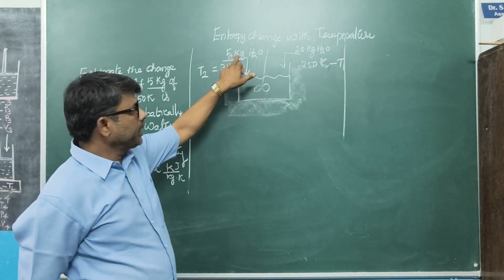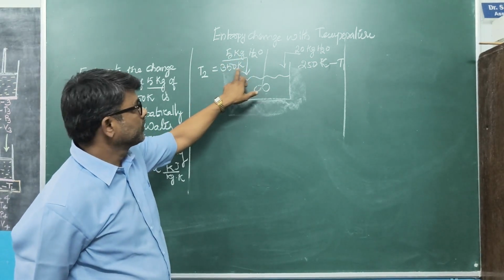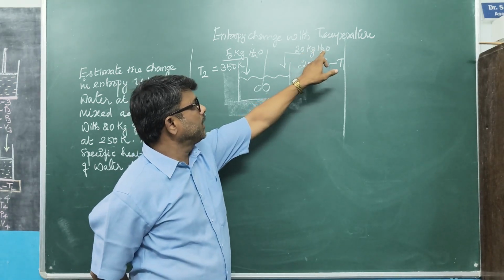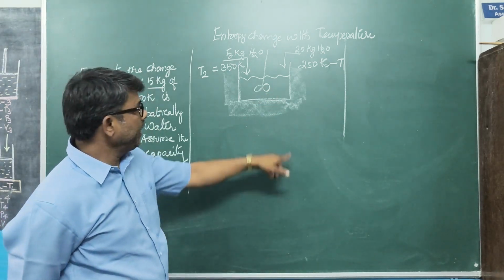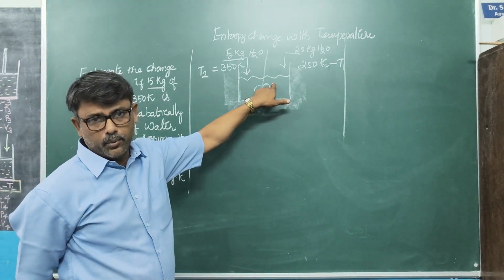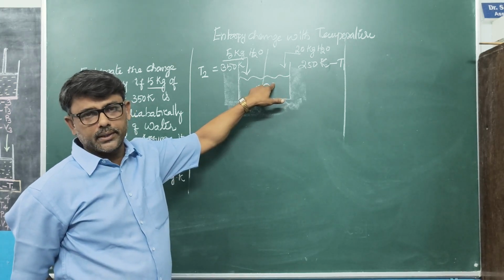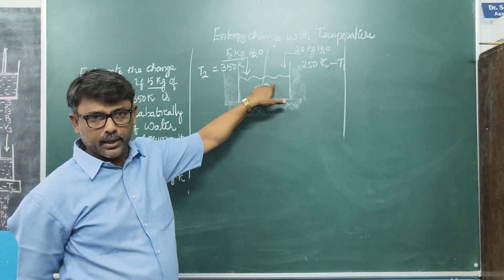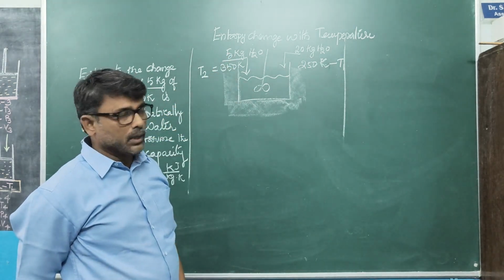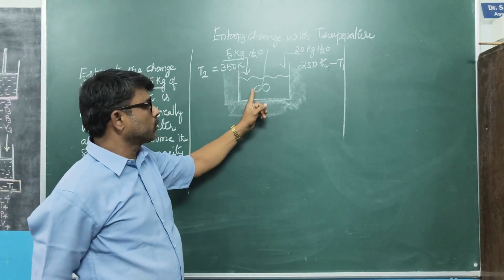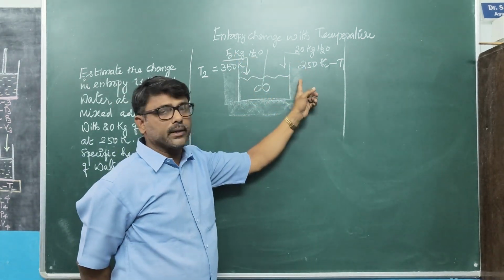5 kg of water at a temperature of 350 degree Kelvin and 20 kg of water at a temperature of 250 degree Kelvin are mixed together in an adiabatic reactor. Adiabatic means there is no exchange of heat with the surroundings. Clear? Right. The hot water gets cooled down, the cold water gets heated up.